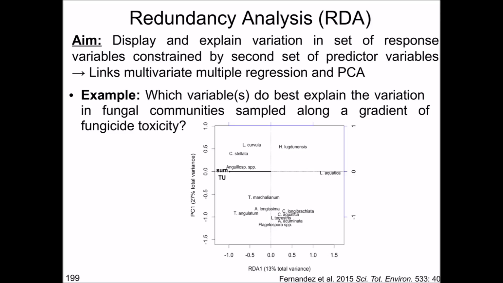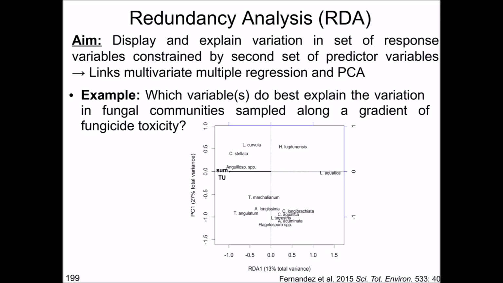So the aim of redundancy analysis is to display and explain variation in the set of response variables constrained by a second set of predictor variables. So this is a constrained ordination method, a term that we have discussed before. It's an ordination where only the data are extracted that are explained by a second data set. So this technique links multivariate multiple regression analysis and PCA, and you will see on the next slide why this is the case.